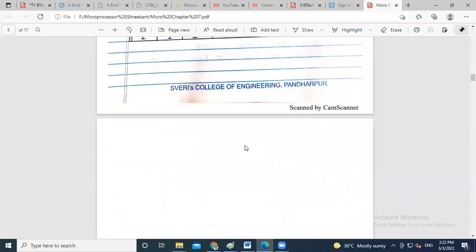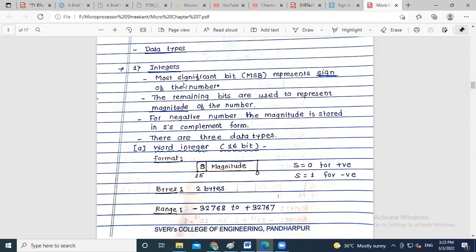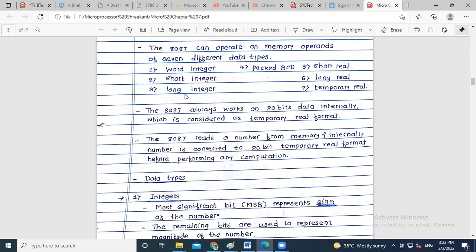These are the data types in the 8087 coprocessor. So in this, just remember integers. In the integers, there are three types: word integer, short integer, long integer, and so on. Okay, so these are the data types.